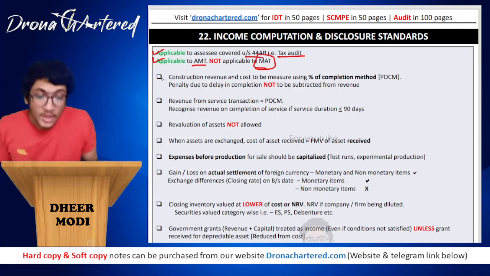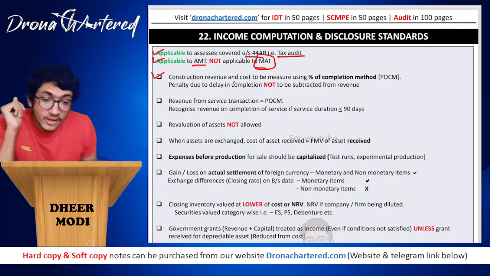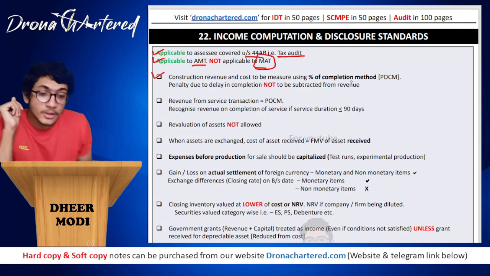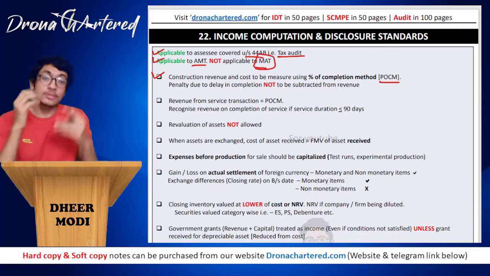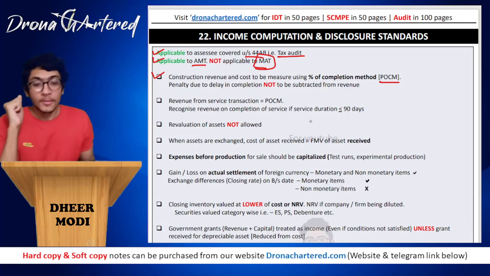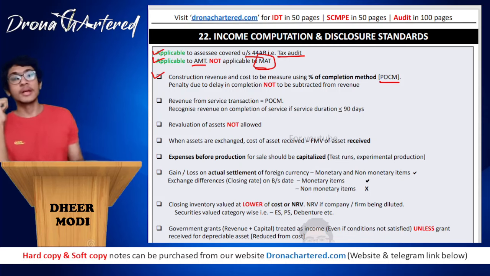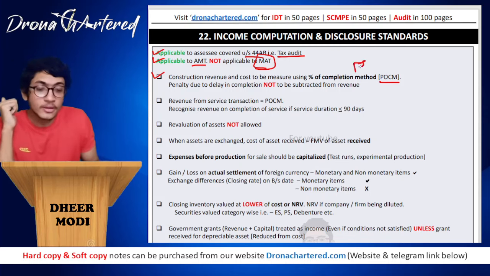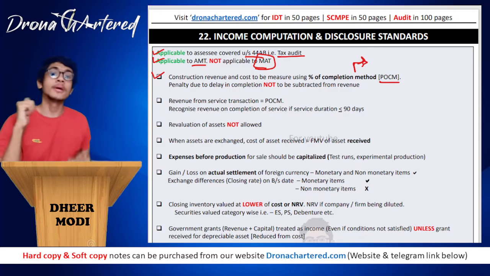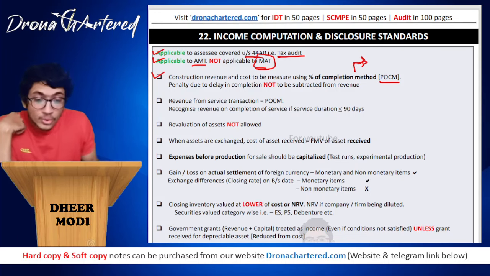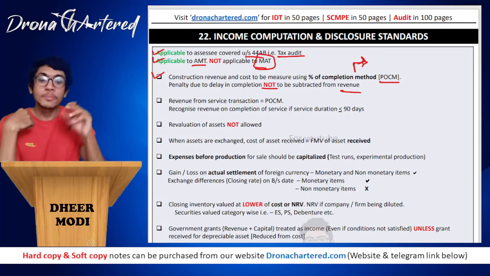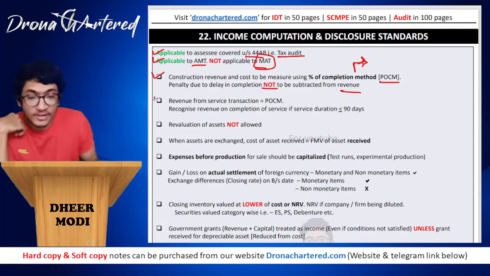Okay, so your first is construction revenue and cost to be measured using percentage of completion method, which we also call POCM. So cost and revenue both will have to be calculated. You will have to multiply it with how much percentage has been completed. This figure you get from a certifier. Penalty due to delay in completion not to be subtracted from revenue. Any penalty that you are paying will not be subtracted from your revenue.